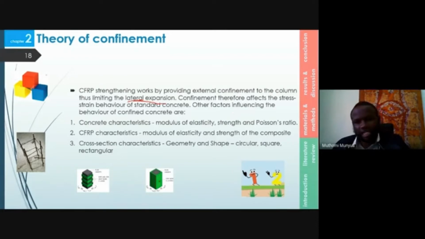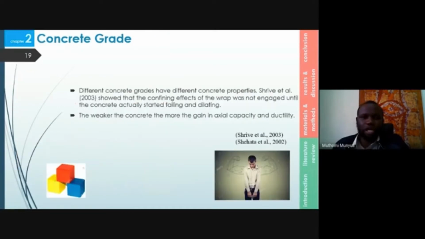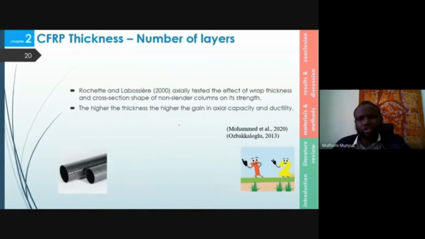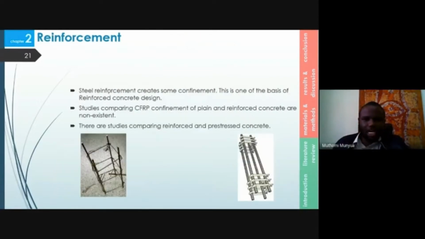Other factors that influence the behavior of confined concrete are the concrete characteristics and the confining material, that is CFRP, and the cross-section characteristics. So this was learned from other studies that had been done on concrete grade, and it had been shown weaker concretes gain more in axial capacity and ductility. Some studies had also been done on the number of layers, but for reinforcement, as far as the author of this study is concerned, there were no studies comparing plain and reinforced concrete.